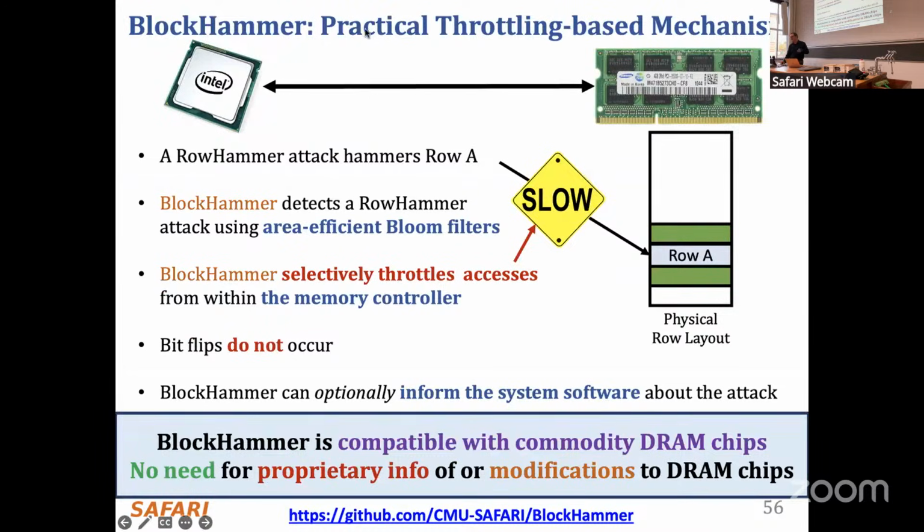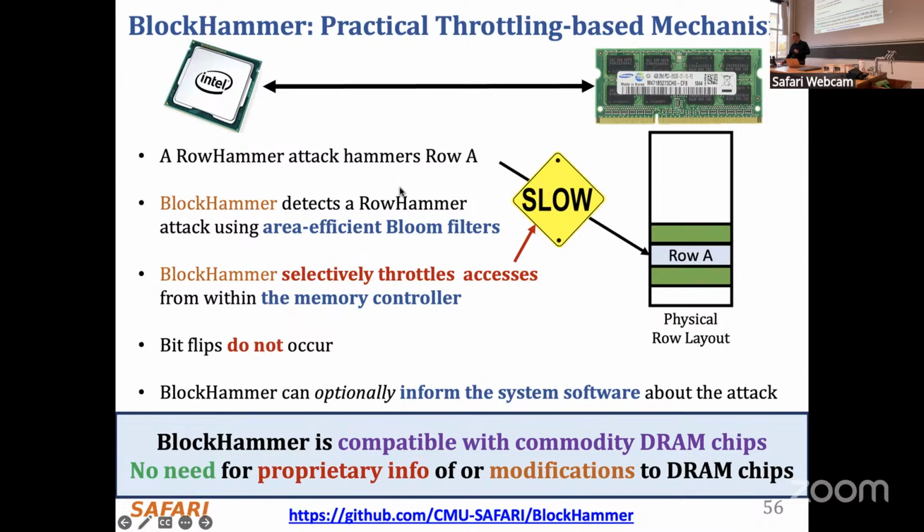So basically, the idea is there's some RowHammer that's happening by repeatedly accessing row A. And the BlockHammer solution uses area-efficient Bloom filters. Remember the Bloom filters from the Radar work? It's very similar, except it's a little bit more complicated Bloom filter, but the basic idea is very similar.